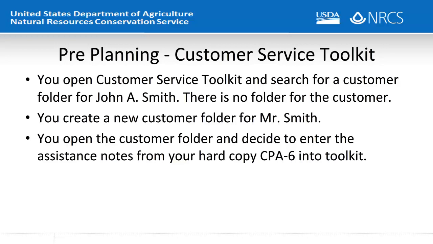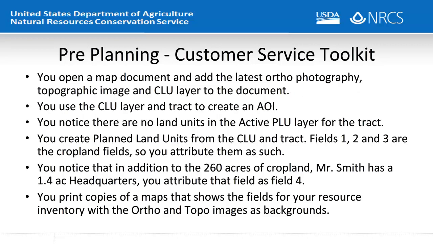In Customer Service Toolkit, you open a map document and add the latest orthophotography, topographic image, and the Farm Service Agency's Common Land Unit or CLU layer to the document. You use the CLU layer and tract information to create an Area of Interest or AOI. You notice there are no land units in the active Plan Land Unit layer for the tract. You create Plan Land Units from the CLU and tract.